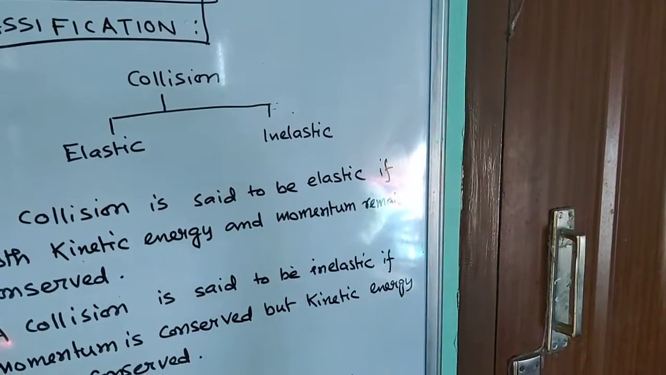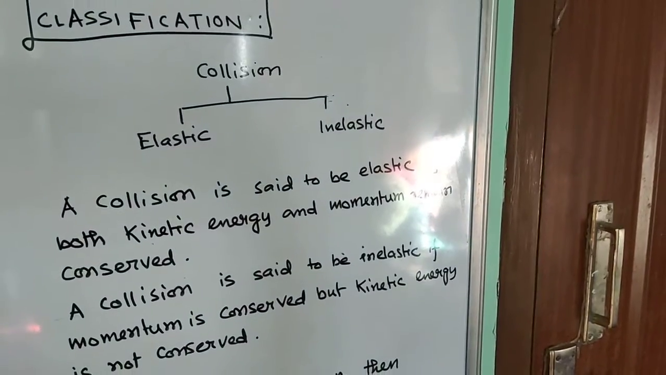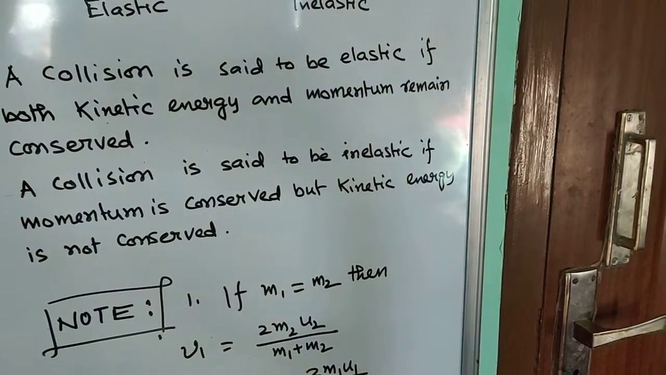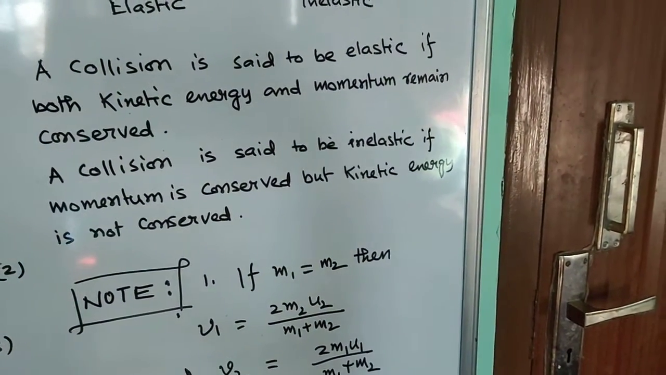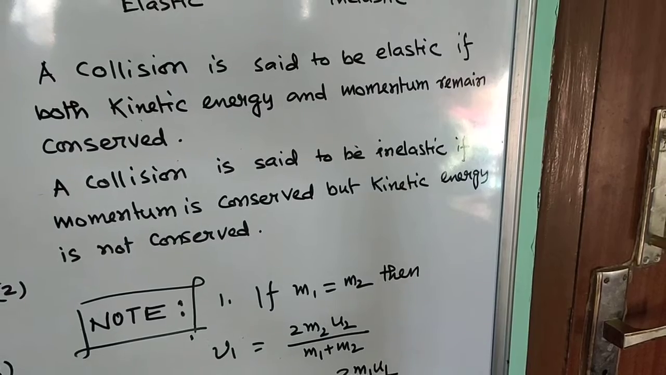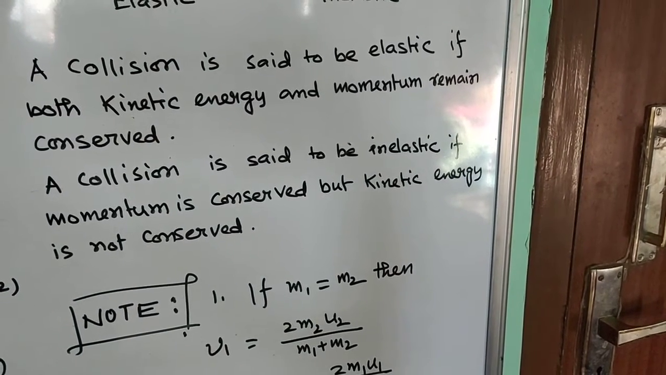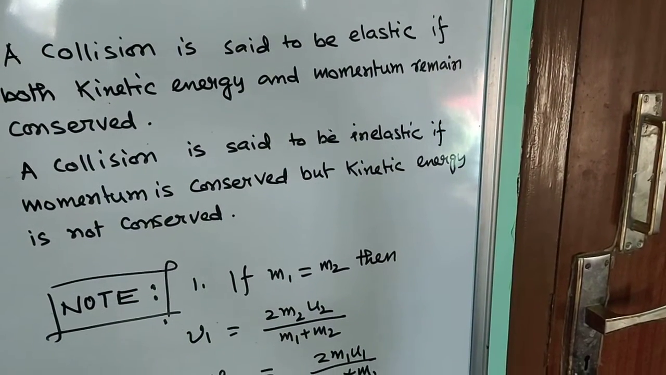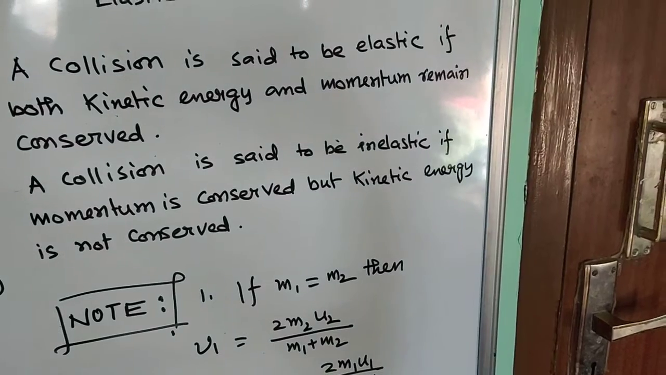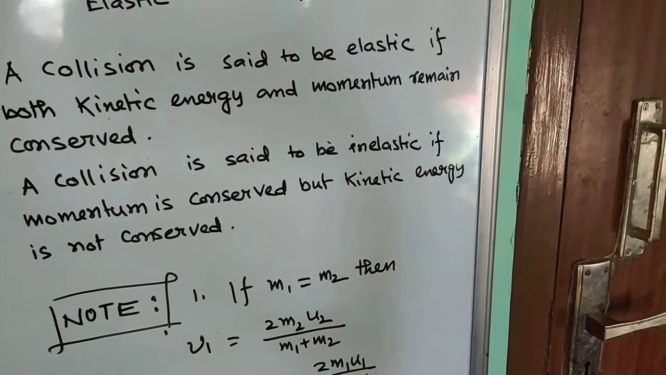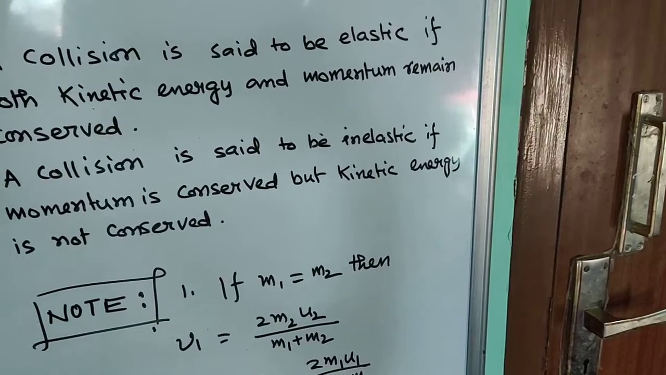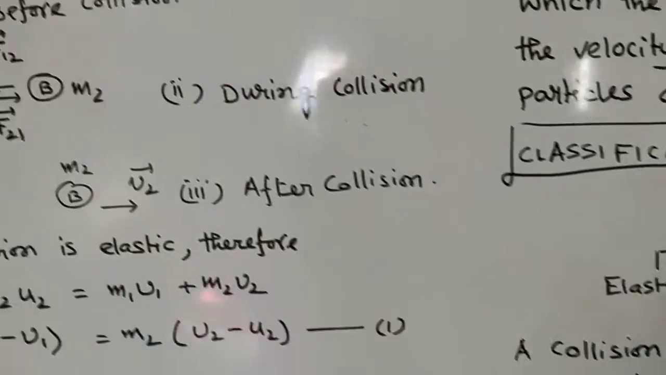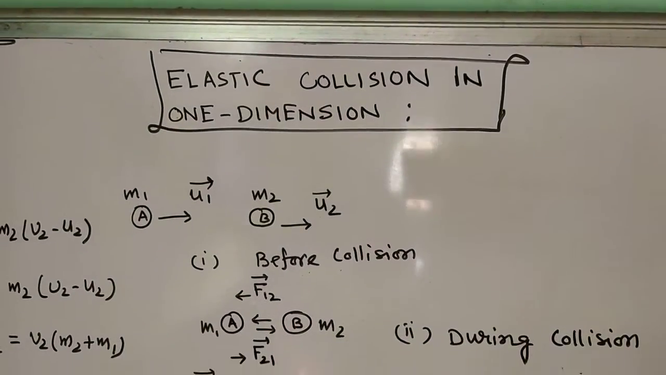Now a collision is said to be elastic if both kinetic energy and momentum remain conserved. So if kinetic energy and momentum remain conserved during collision, it means the total momentum before collision should be equal to the total momentum after collision, and total energy before collision equal to total energy after collision. Then that type of collision can be defined as elastic collision. And if only the momentum is conserved but kinetic energy is not conserved, then the collision is said to be inelastic collision. Now in our syllabus you have elastic collision in one dimension.